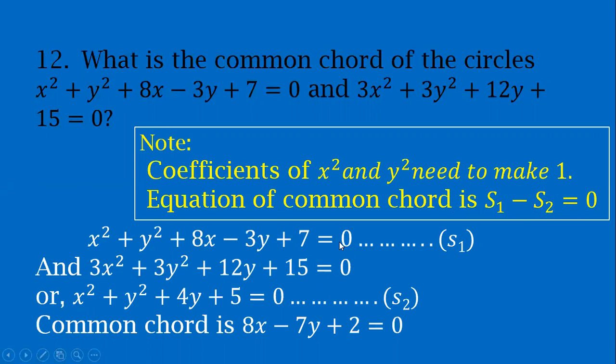This is the first equation, and this is the second equation. We have made the x square and y square coefficients 1. For this we have divided both sides by 3 and we get this equation. Now after subtracting the circles, that is S1 minus S2, we get the common chord of the circles.